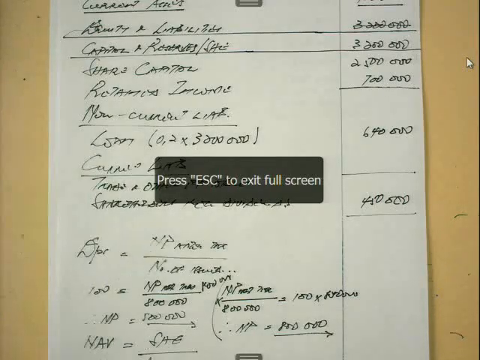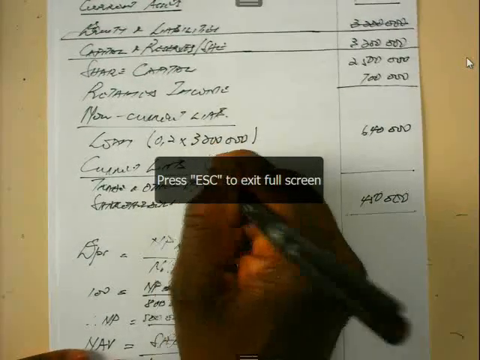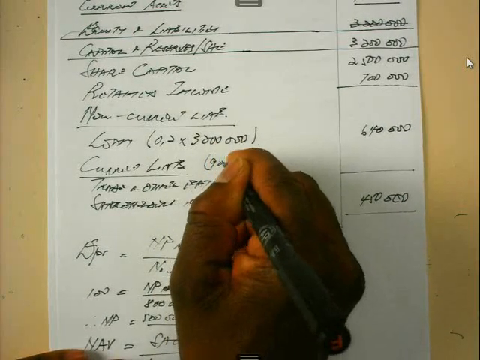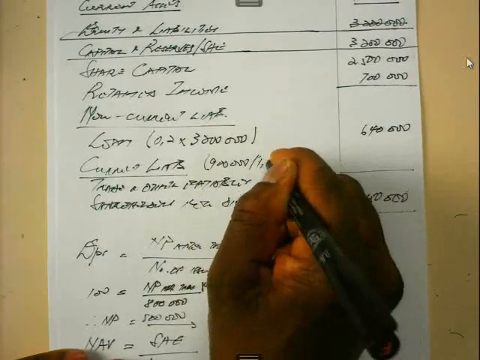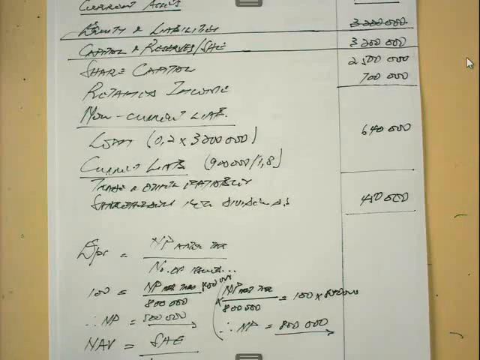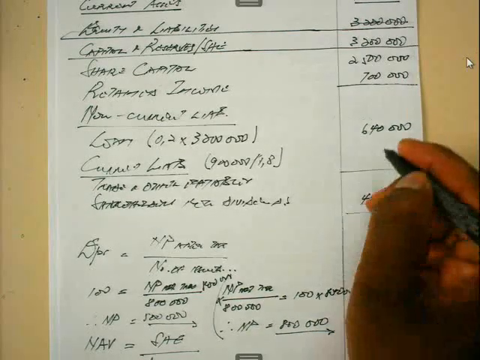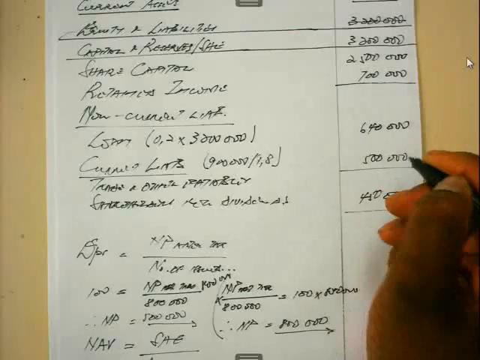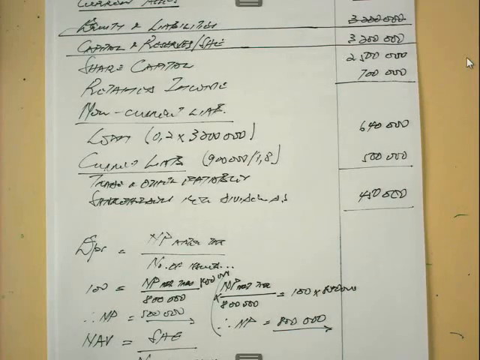It should give you current liabilities. This will be 900,000 divided by 1.8. Let's do it. 900,000 divided by 1.8 gives us 500,000. You can work back. You can multiply that 500,000 by 1.8, and that will give you 900,000, which is proof enough to say your current assets are 1.8 of your current liabilities.